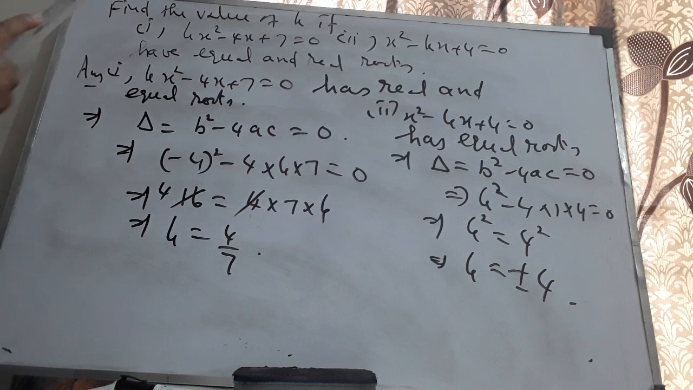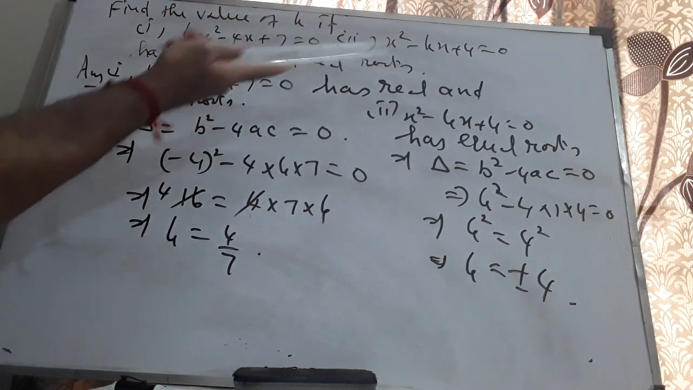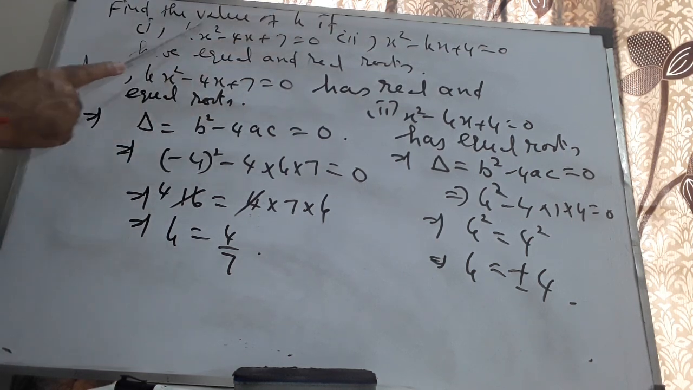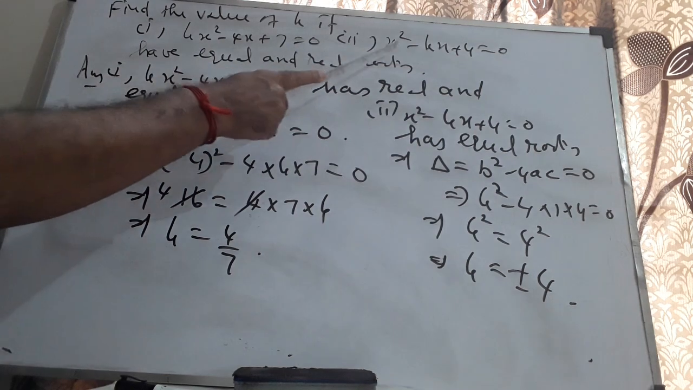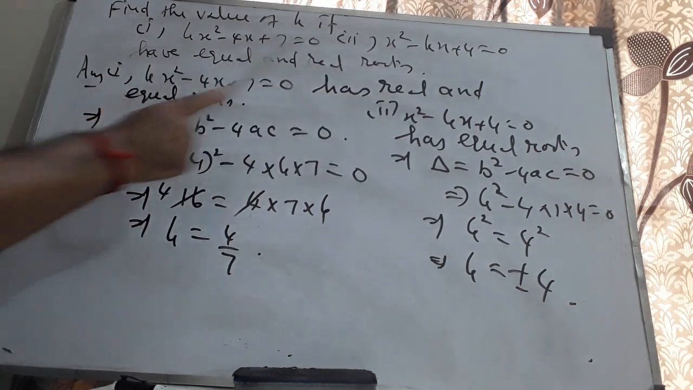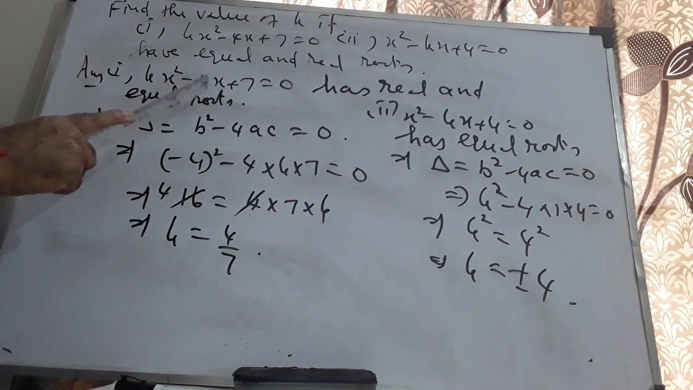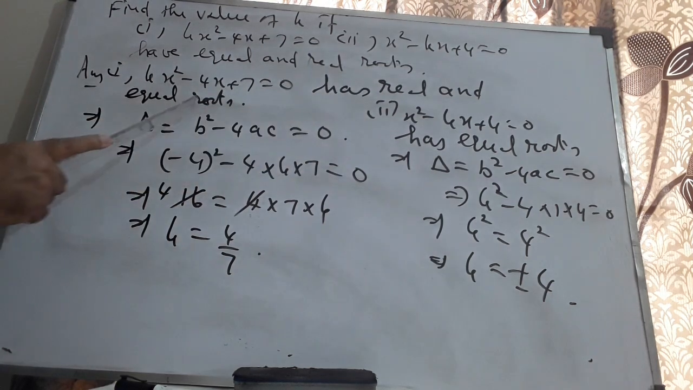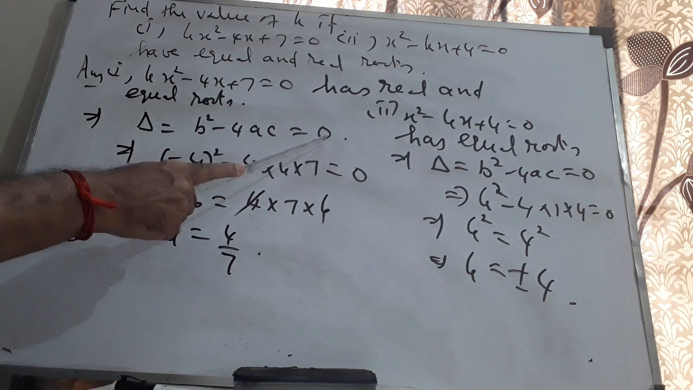Okay, let me just check. Find the value of k or values of k. Either way it can be: if kx square minus 4x plus 7 equals 0 and x square minus kx plus 4 equals 0 have equal and real roots. That is given, you can write given. Therefore, the condition for a quadratic equation to have real roots will be delta is equal to b square minus 4ac is equal to 0.